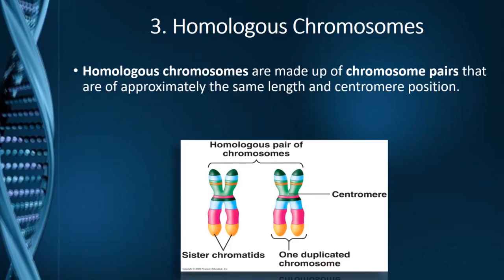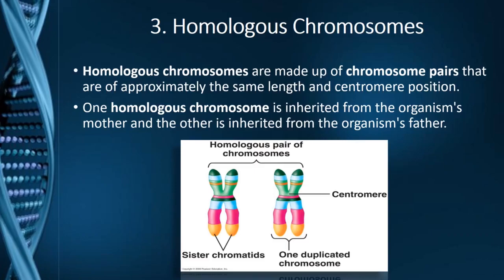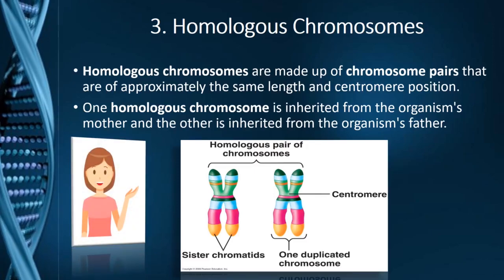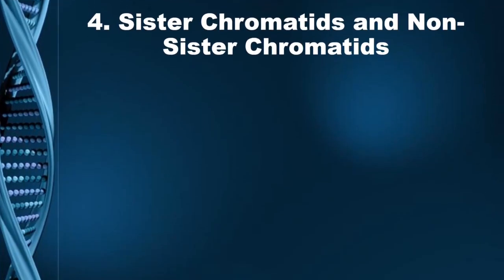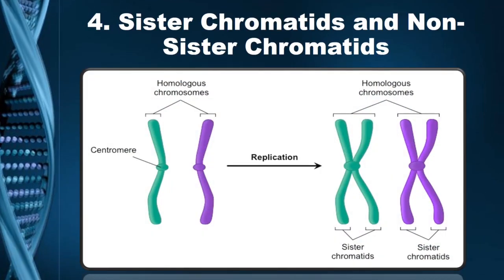Homologous chromosomes are made up of chromosome pairs that are approximately the same length and centromere position, as you can see in this picture. One homologous chromosome is inherited from the organism's mother and the other is inherited from the organism's father. Sister chromatids and non-sister chromatids. We often get confused about what sister and non-sister chromatids are.